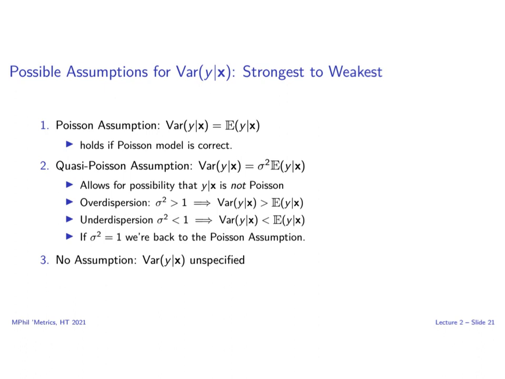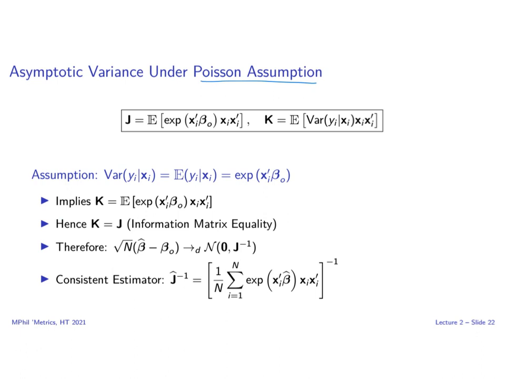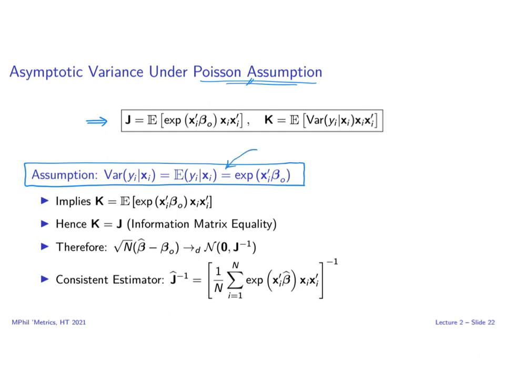We'll start off by taking a closer look at the Poisson variance assumption to see what happens to the asymptotic variance of the Poisson maximum likelihood estimator under this assumption. I've recopied the expressions for J and K at the top of the slide. So substituting in variance of y given x is equal to expectation of y given x, which we have assumed throughout this lecture takes the form e to the x prime beta naught. This tells us that K is equal to the expected value of e to the x prime beta naught times x x prime.